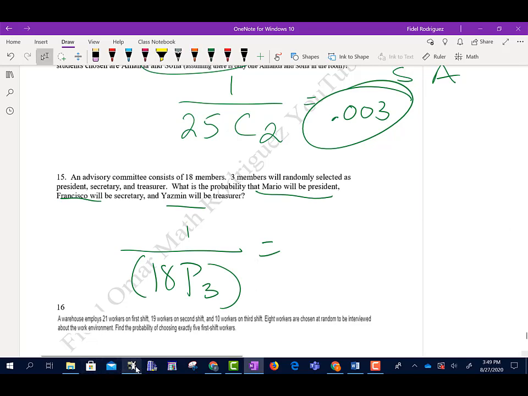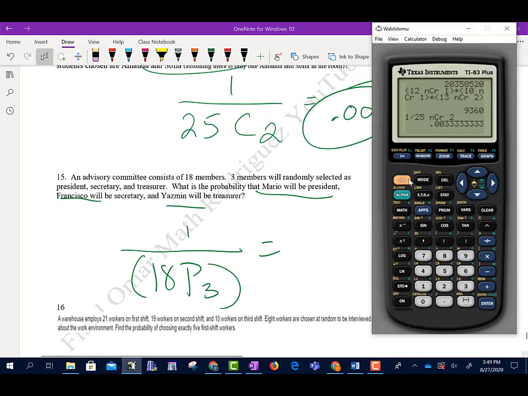So let me grab my calculator again, and I'll tell you what I'll do. I'll do it like this. I'm going to change that 25 to an 18. And then I'm going to go math, probability. This is now a permutation. So permutation, I'm going to change that 2 to a 3.